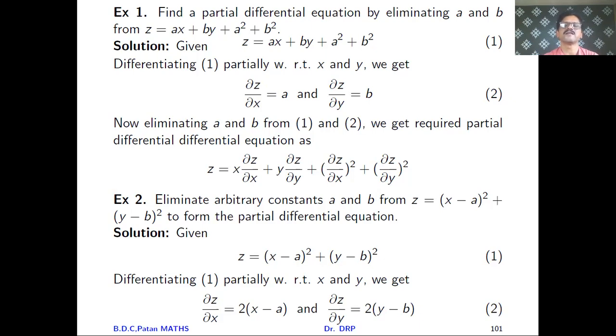In the next lecture, we will discuss a few more examples of how to form a partial differential equation by the elimination of arbitrary constants, and then we will proceed to the next article, that is how to form a partial differential equation by the elimination of arbitrary functions.